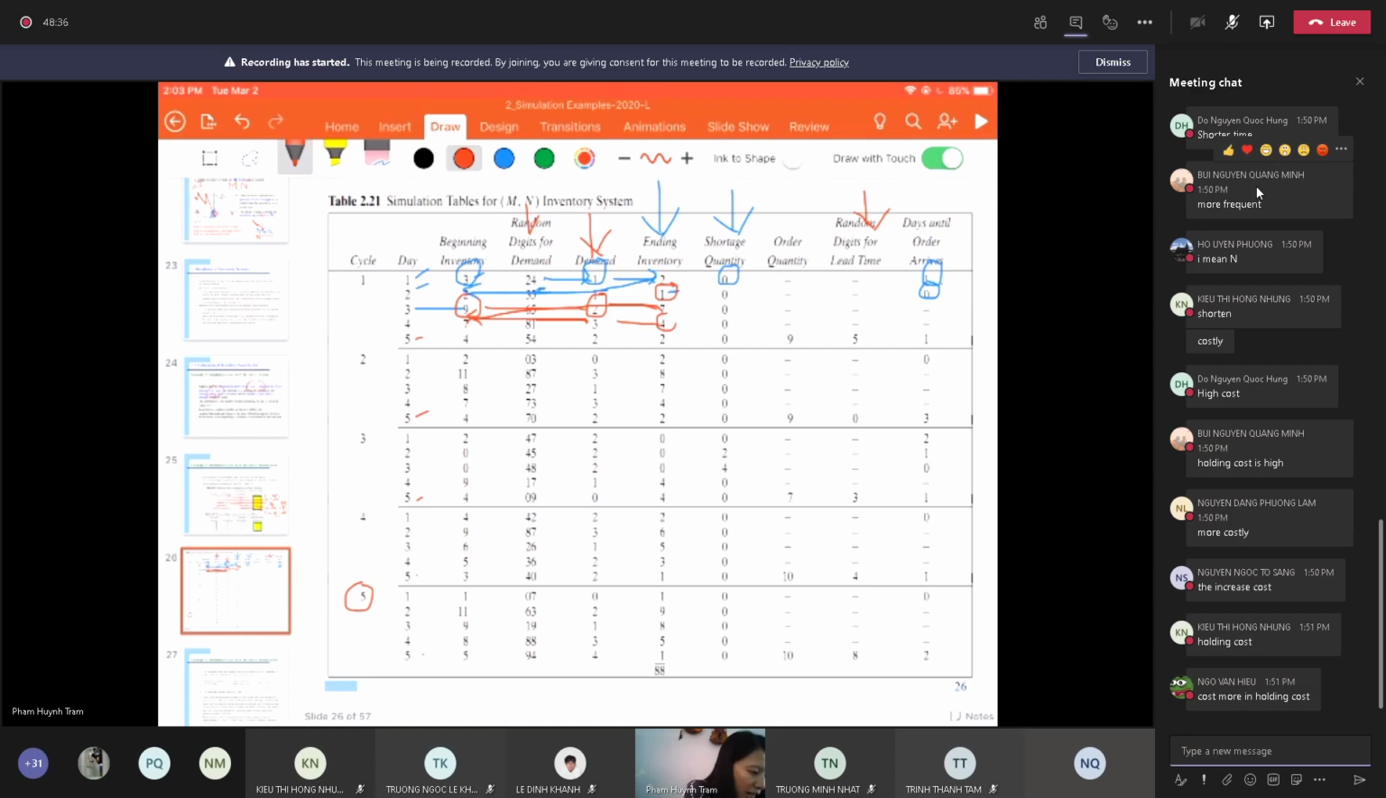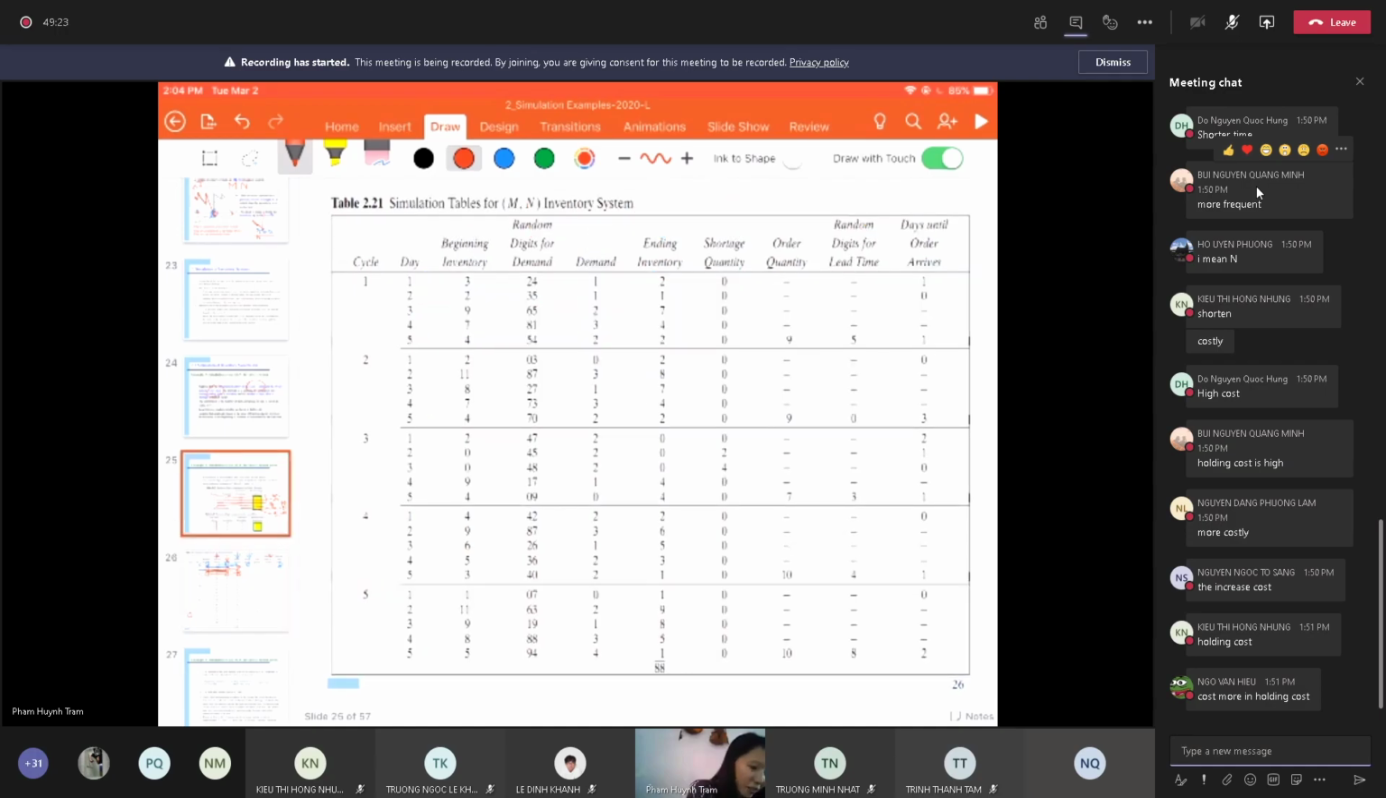Now let's try day 5 of cycle 1. Day 5, our beginning inventory is 4, the ending inventory of day 4. The demand is 2. So our ending inventory would be 4 minus 2 is 2. Alright, so day 5 is also our review day. So if our ending inventory is 2, how many should we order from the supplier? What is our order quantity?